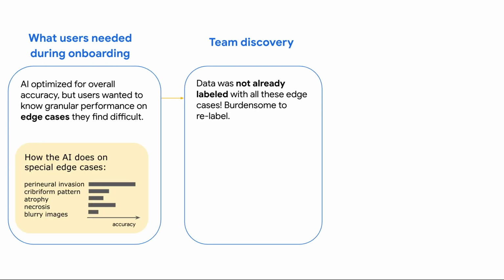We also found that users wanted to know which edge cases the AI had been designed to handle. For example, in their own medical practice, doctors find certain types of medical subpatterns particularly difficult to diagnose, like perineural invasion. They wanted to know if the AI similarly struggled with those special cases, or if the AI had specifically been designed to handle them already. However, this information was not easy to uncover since the data did not always contain edge case labels. Moreover, relabeling the data could be quite a taxing process.